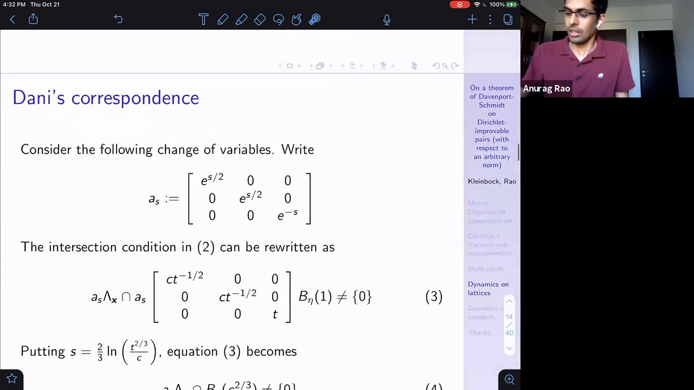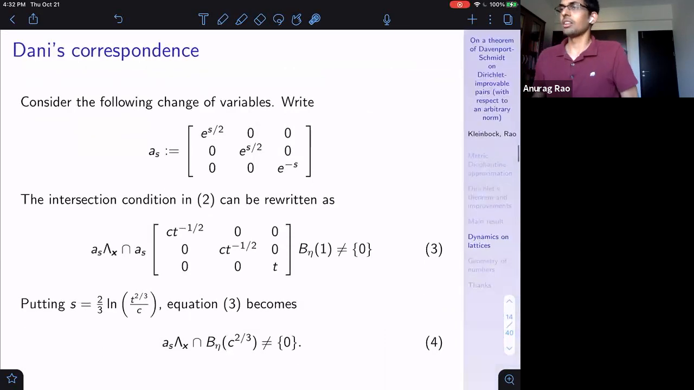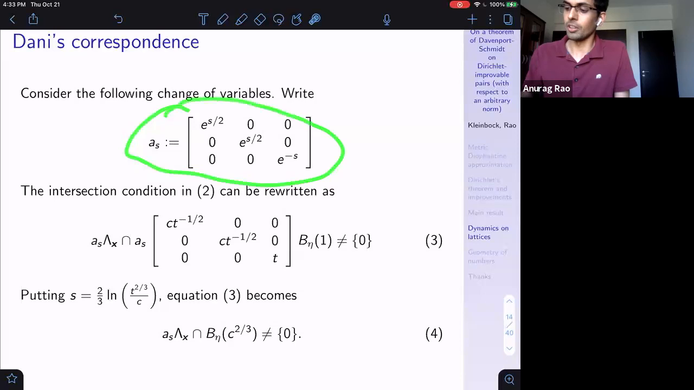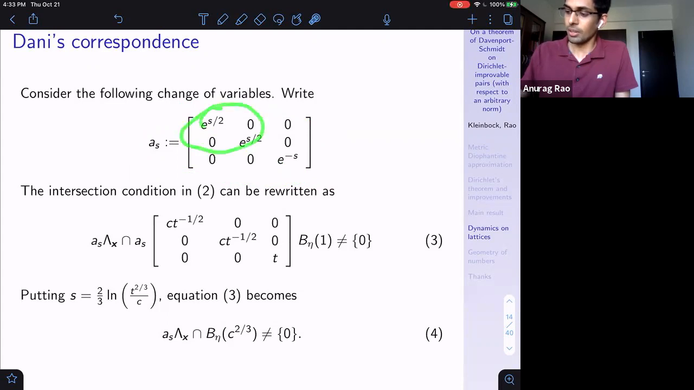Okay, now I want to change things a little more. I want to do this change of variables, which is called Dani's correspondence. So bear with me. This is an extremely fruitful change of variables, but it just takes maybe a couple of minutes to go through. Okay, so I'm going to define this one parameter subgroup of matrices, of course, determinant 1, and it expands the xy coordinates, it shrinks the z coordinate.